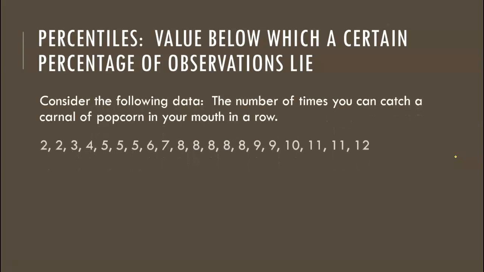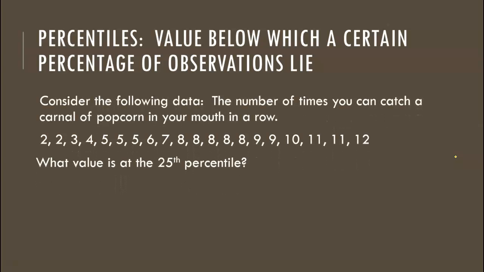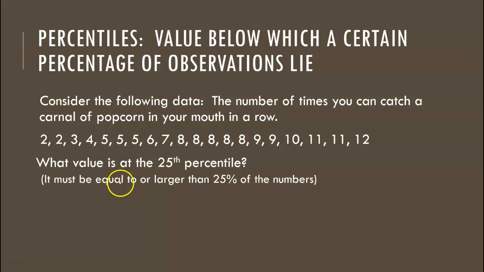So let's take a look at something like this. What would be in the 25th percentile? So this time, instead of giving you the actual number, we're trying to find what number I would have to get if I wanted to be in the 25th percentile. Well, the 25th percentile must be equal to or larger than 25% of the numbers. So in this case, there are 20 numbers. So I've got to find out what is 25% of the 20 numbers. So I would take 25% of 20, which is 5. So I'm going to be looking for the 5th number.